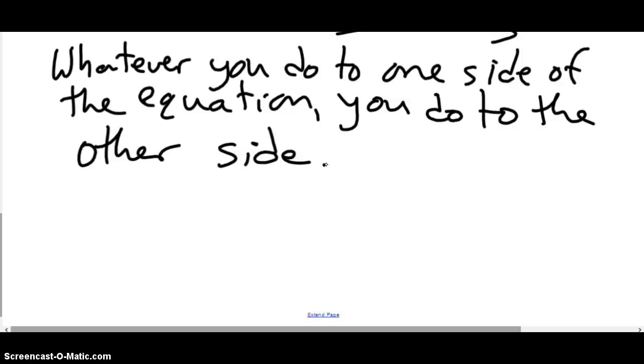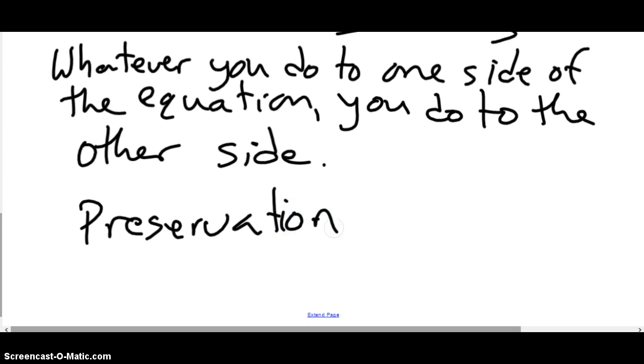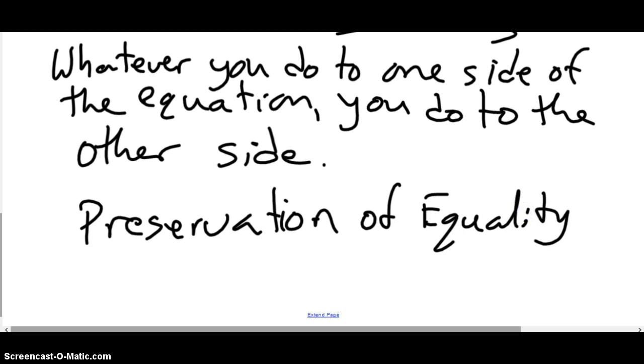When each side of the equation is changed in the same way, the values remain equal. This is called preservation of equality. This is true if one side of the equation is an expression containing a variable, which means, what if we have something that looks like this? 2x equals 6. It's going to be the same. Whatever you do to one side, you do to the other. You have to preserve the equality.